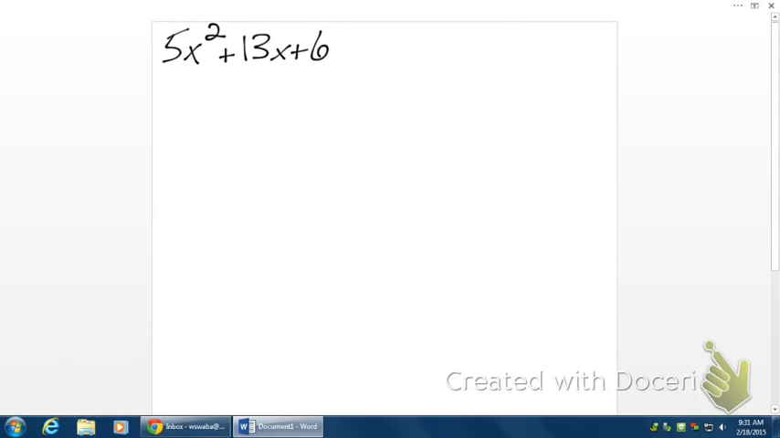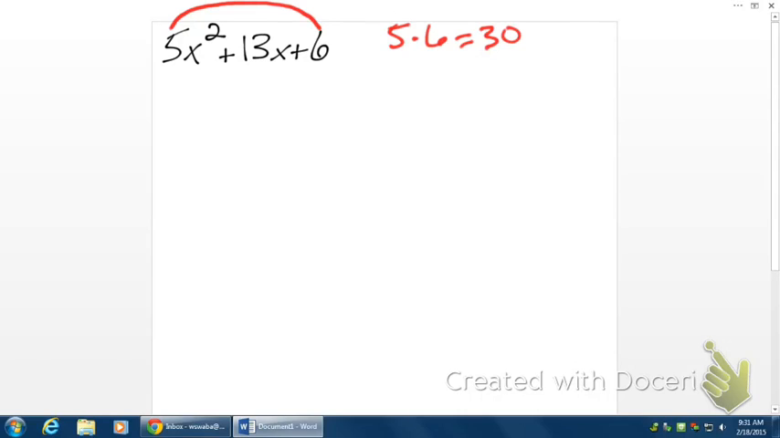Now that we have established that, now remember what I told you to do. We're going to multiply this first number times the last number. So come over to the side and multiply that out. And that's going to give me 30. It's the first, so that's what you're going to do next. Multiply that first number times that last number. And you're going to get 30.